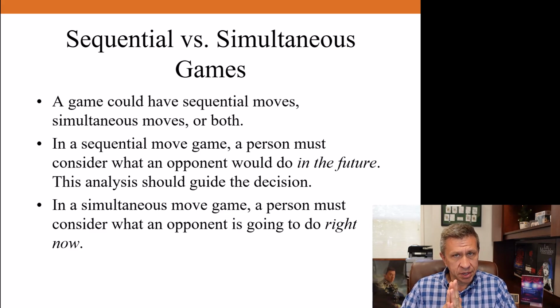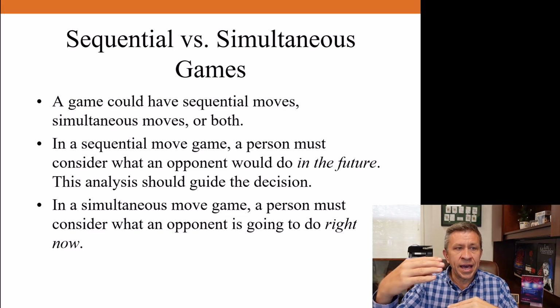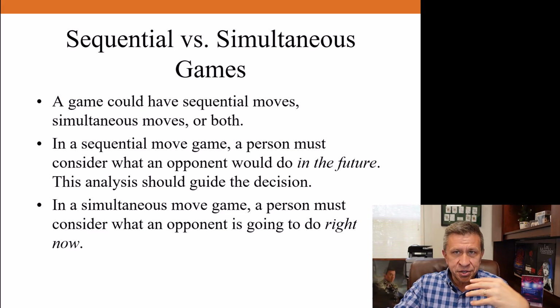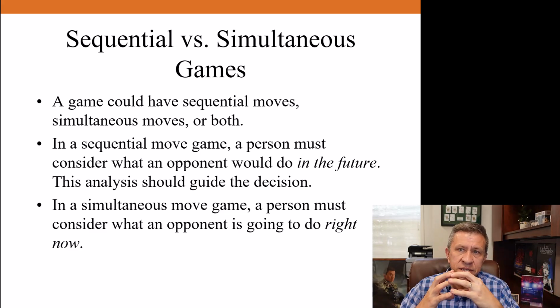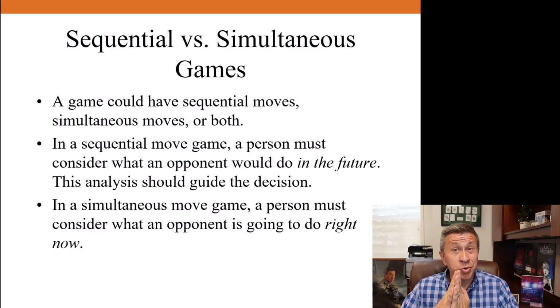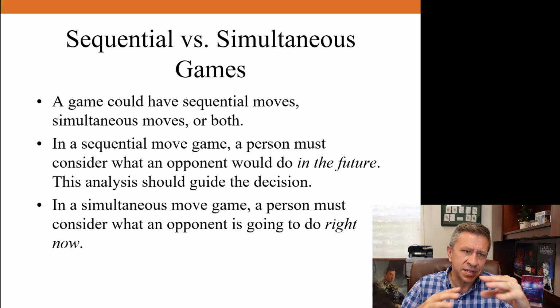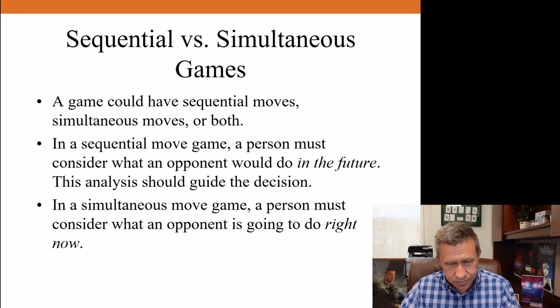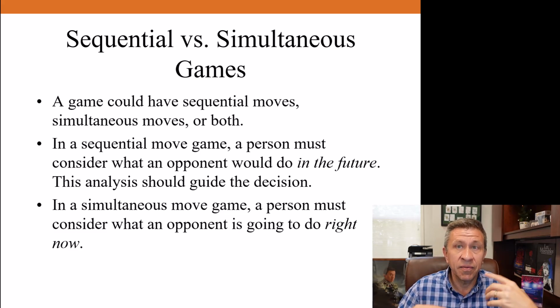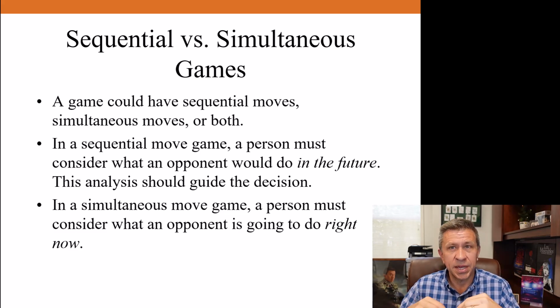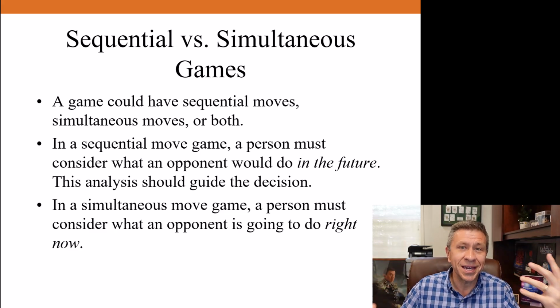In a sequential game, right, there's an action, and then another action, and then another action. A person must consider what an opponent would do in the future. And that type of analysis kind of gives you a guide. You can have games that have both, and we will study some games that have both. Some sequence and then some decisions that are made simultaneously.